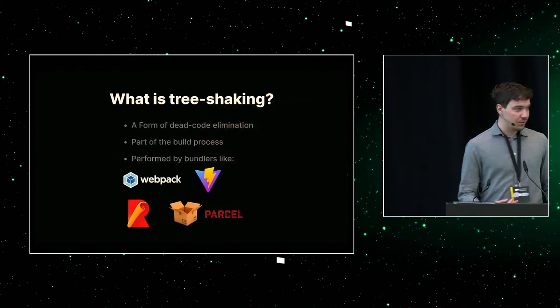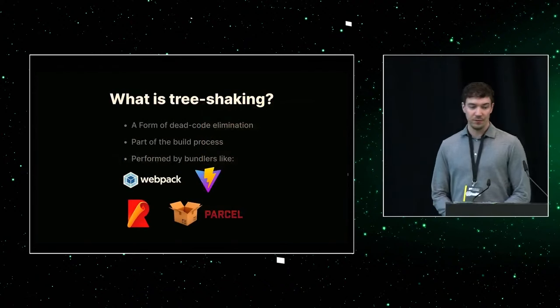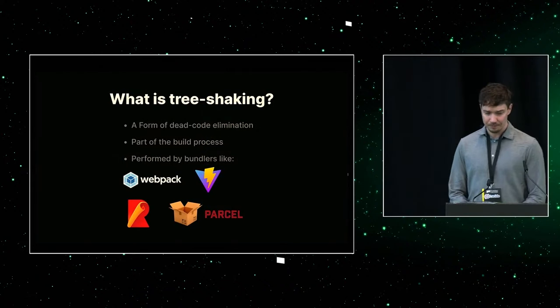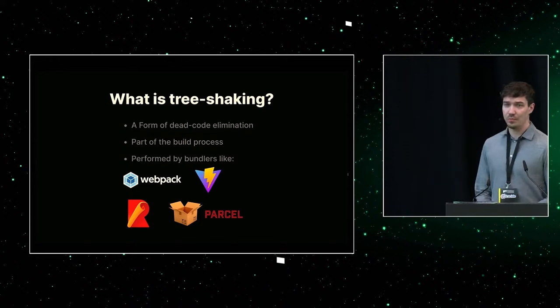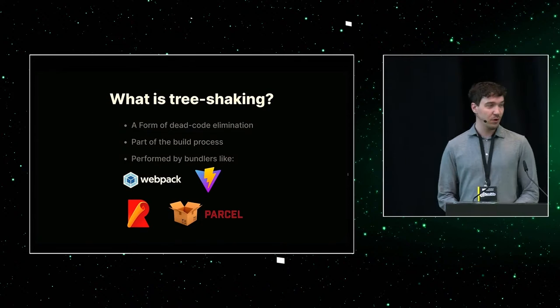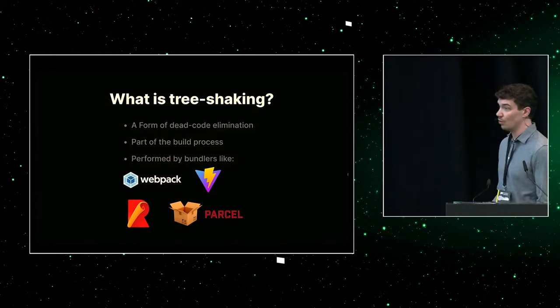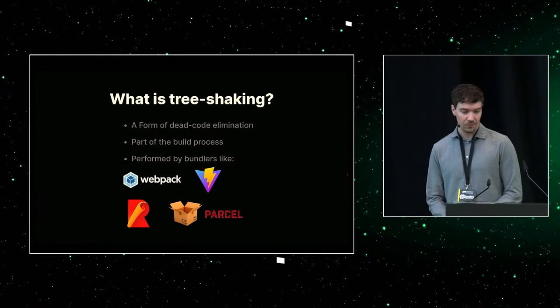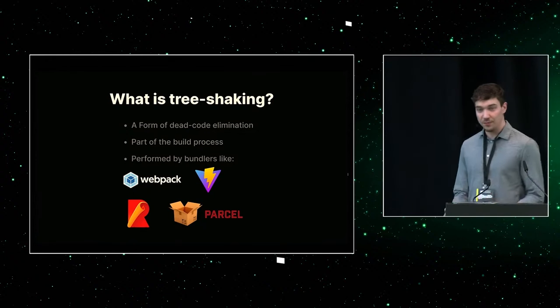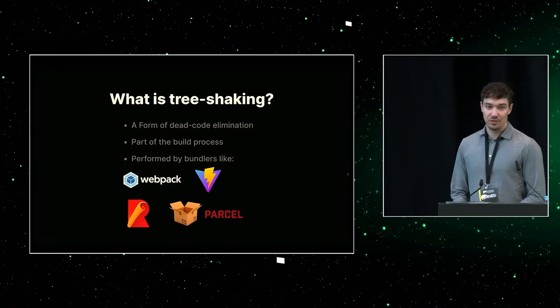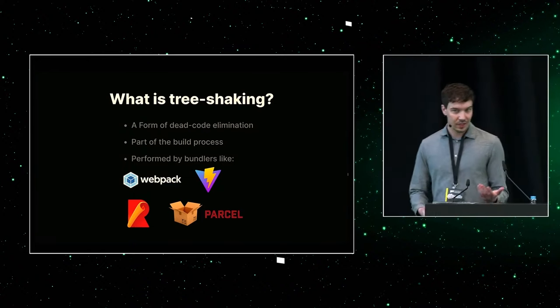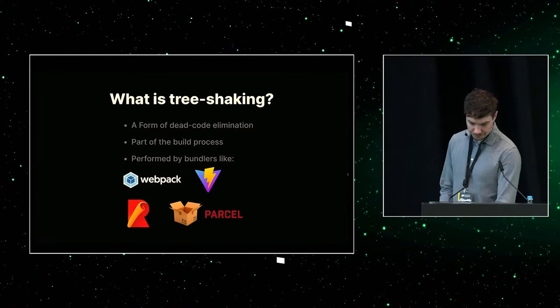So what is tree shaking? Tree shaking is a form of dead code elimination. It's a part of the build process, and it's performed by the most popular bundlers like Webpack, Vite, Rollup, and Parcel. Rollup is actually used in Vite, and Rollup is also the bundler that started making tree shaking popular.